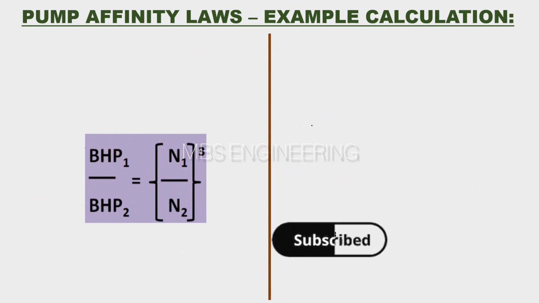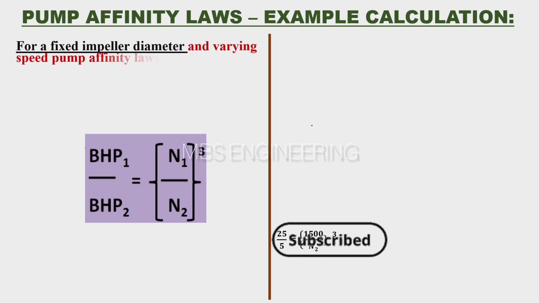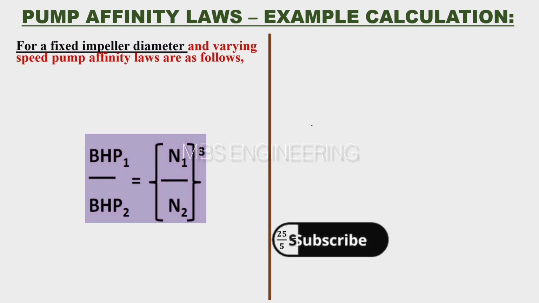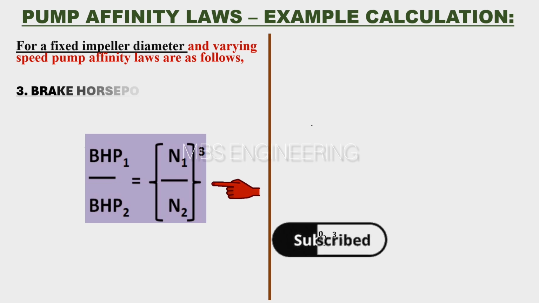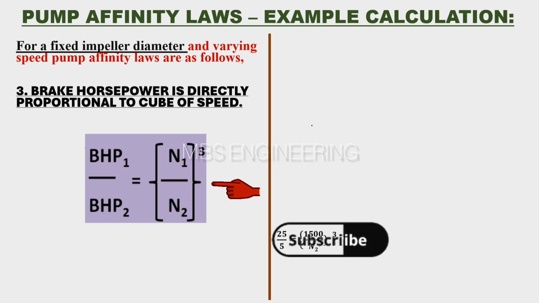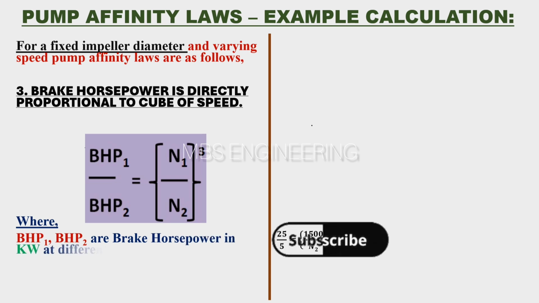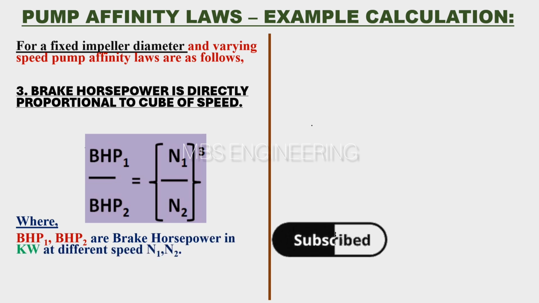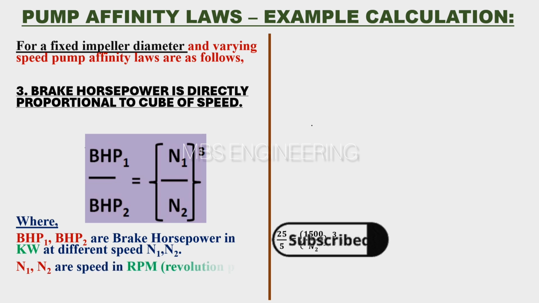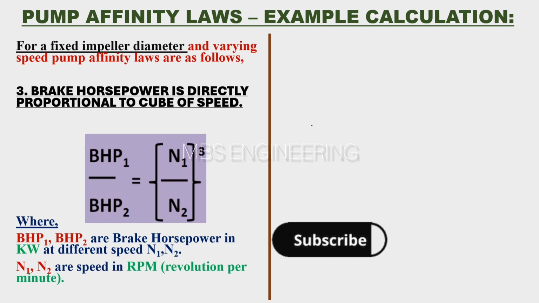Next, we learn about the formula for pump affinity laws and sample examples. For a fixed impeller diameter and varying speed, the pump affinity laws are as follows. The third affinity law for the pump: brake horsepower is directly proportional to the cube of speed. The brake horsepower bhp1 divided by bhp2 is directly proportional to the cube of speed n1 divided by n2, where bhp1 and bhp2 are brake horsepower in kilowatts at different speeds n1 and n2, and n1 and n2 are speeds in rpm, revolutions per minute.